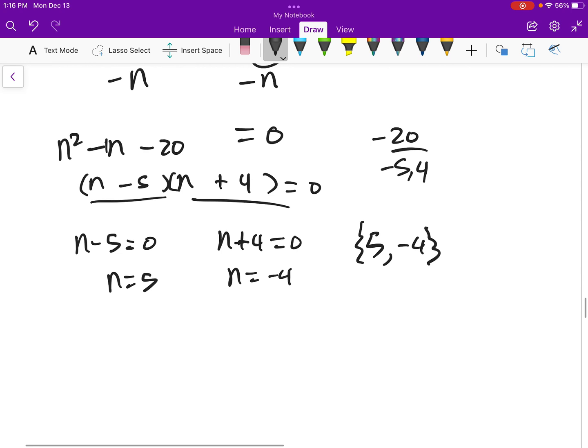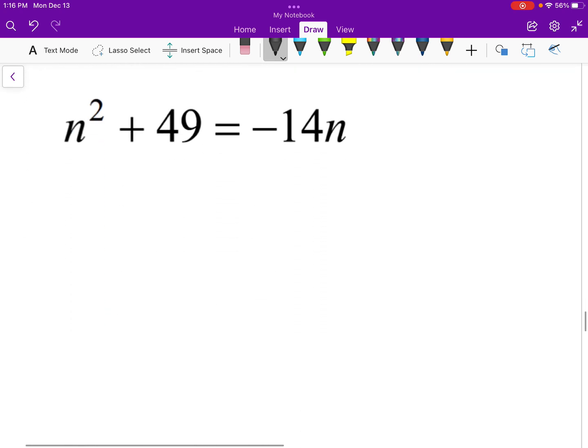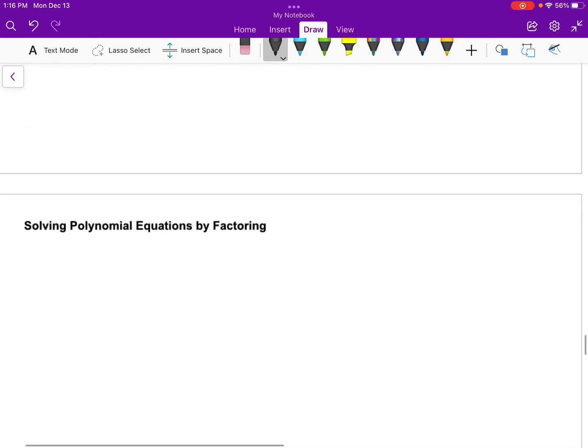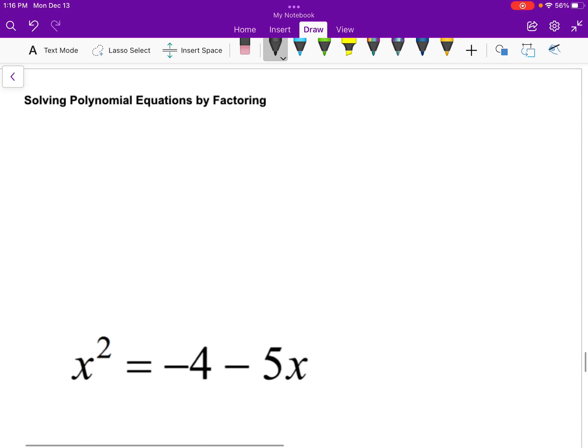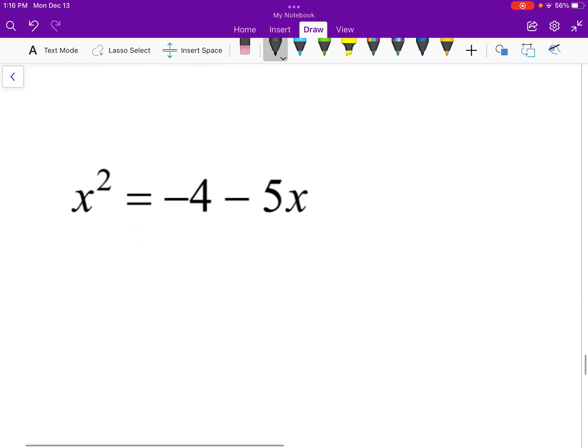Really the hardest part about these problems usually is the factoring. Like the factoring can get tricky. Let's find one that has some tricky factoring. This one, actually the factoring is not tricky, but let's do it anyway.